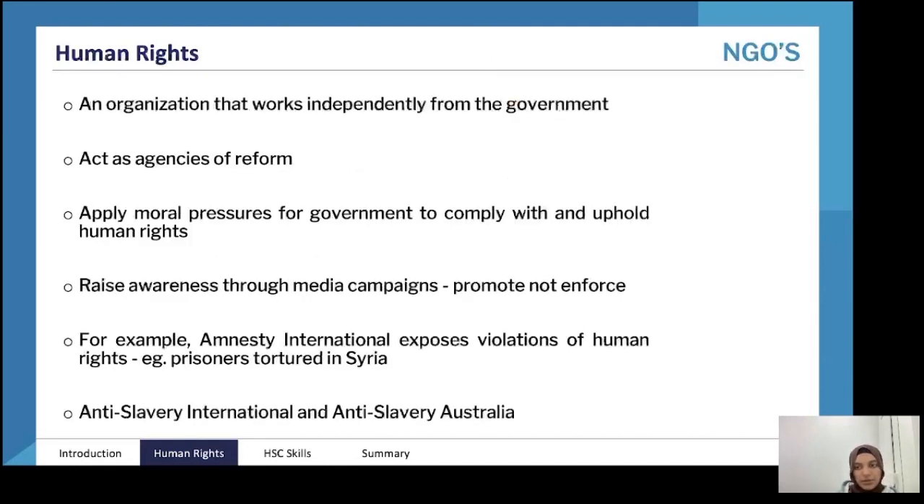Then we've got non-government organisations. These are organisations that work independently from the government. They act as agencies of reform, and they apply moral pressure for governments to uphold human rights and do something about it. They raise awareness through media campaigns, so they're promoting, not enforcing, because they don't have the power to enforce, but they do have the power to promote. For example, Amnesty International exposes violations of human rights all across the world, and Anti-Slavery International and Anti-Slavery Australia are examples of NGOs as well.